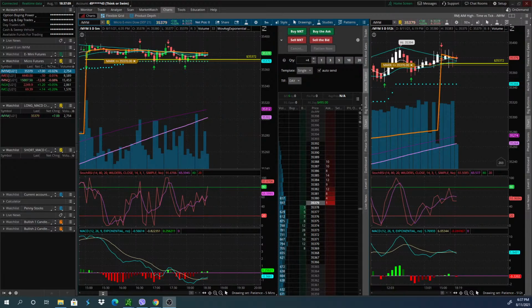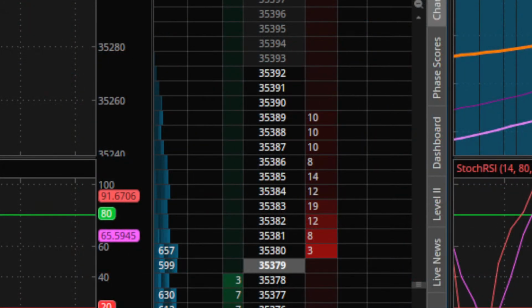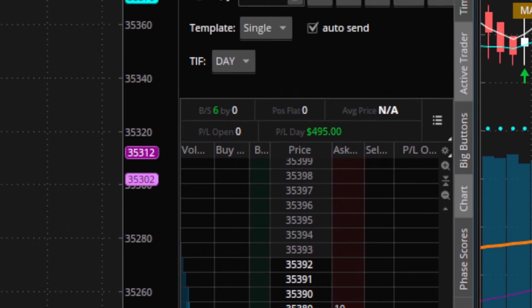Hey everyone, it's Rocky. Something weird just happened on my little chart here. If you look at my active trader, let me bring that down. It showed that my PL day just jumped up to $495. No idea what that is. Must be a bit of an error because I actually didn't trade during the day today. So, well, let me see what's going on.